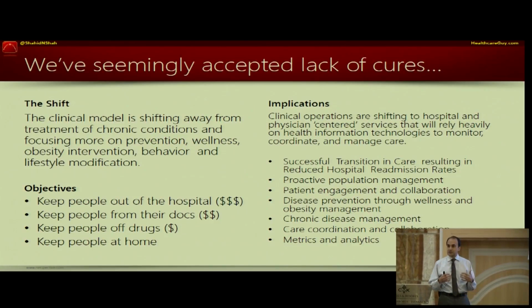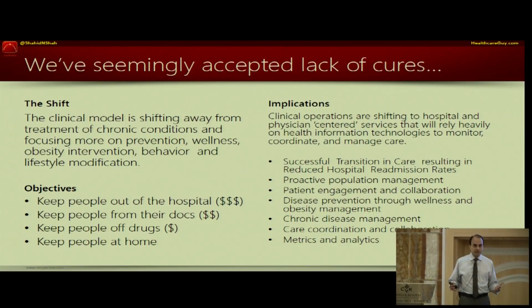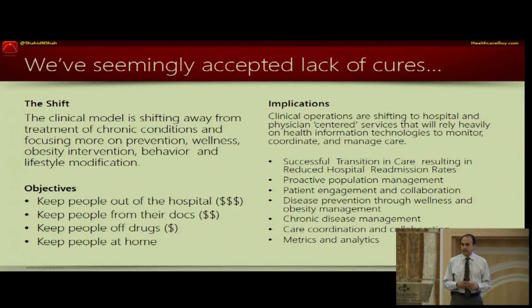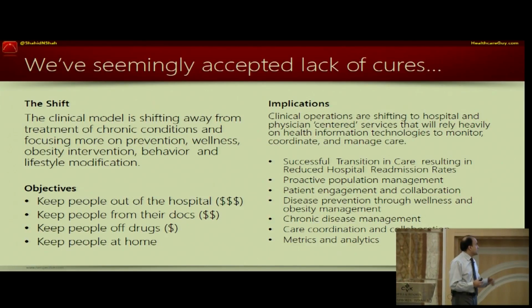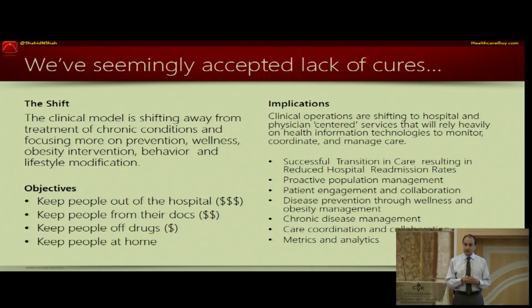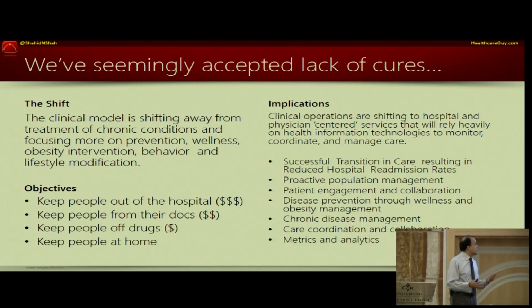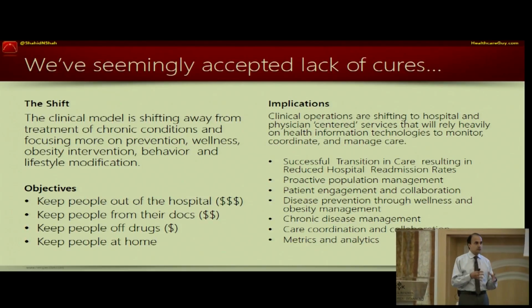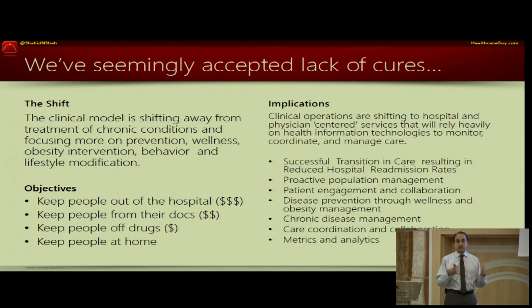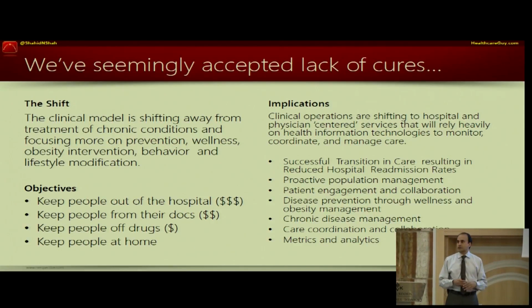If you can keep a person from going to their doctor, it's also good because doctors are expensive. If you can keep people off drugs, that's a good thing as well because drugs too are expensive, but less so. And the main thing is that we want to keep people at home. So when you look at the digital health opportunities over the next 10 years, these are the 4 things that people are going to be focused on.